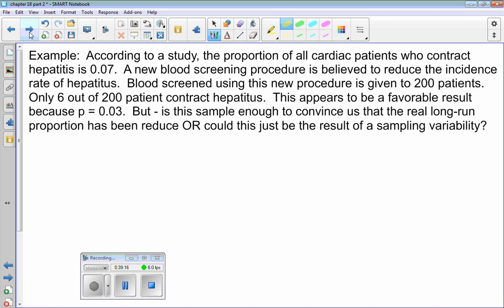Okay. All right, last problem we're going to talk about. Good old hepatitis. Statistics is always about death and dying. It makes me so sad, okay? But it is. Not that hepatitis is death and dying, but it's a disease, I guess.